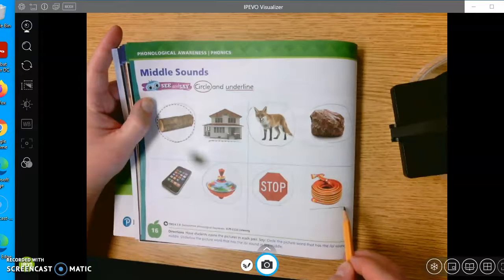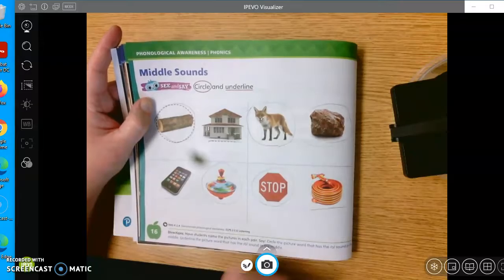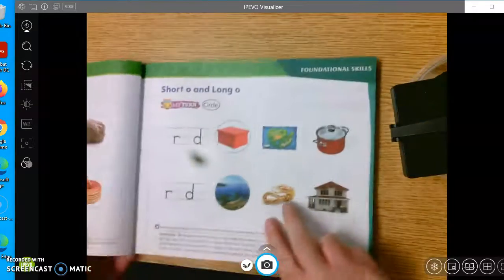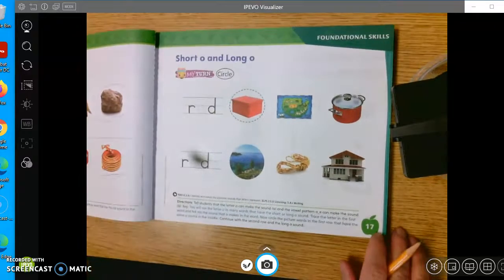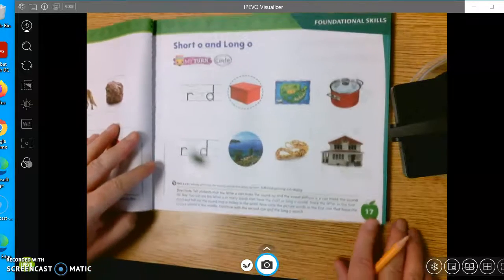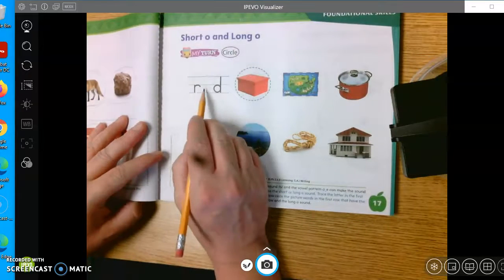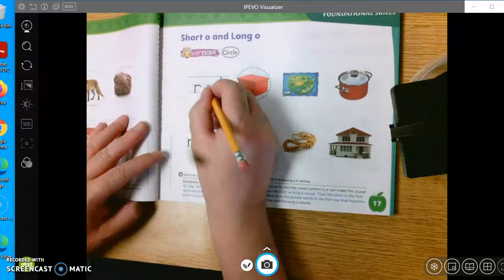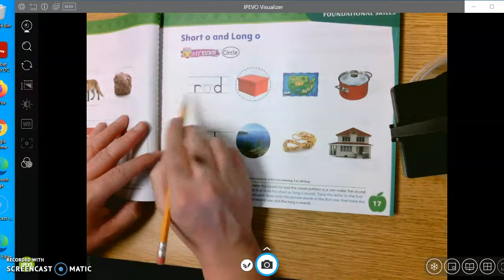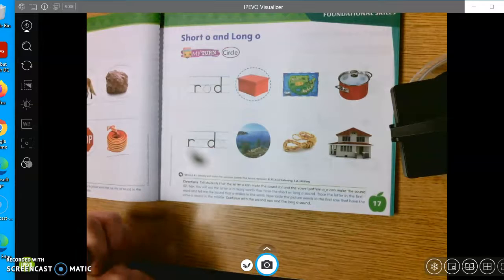All right. Very good, boys and girls. So now we can turn the page, and we're going to go to page 17, just the next page. Excuse me, and we're going to go ahead and look for some short O and long O sounds here, okay? Now, we're going to look at the first one, and it looks like it's giving us a word that has the short O sound, rod. Go ahead and trace that O. There's your word, R-O-D, rod, okay?